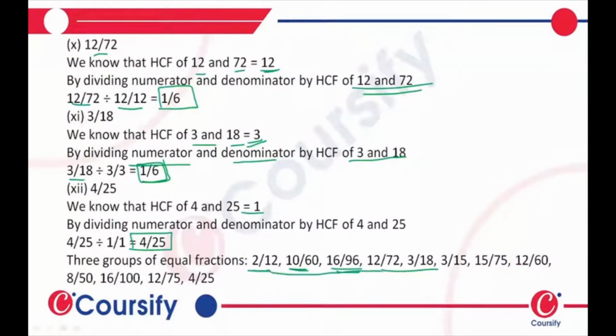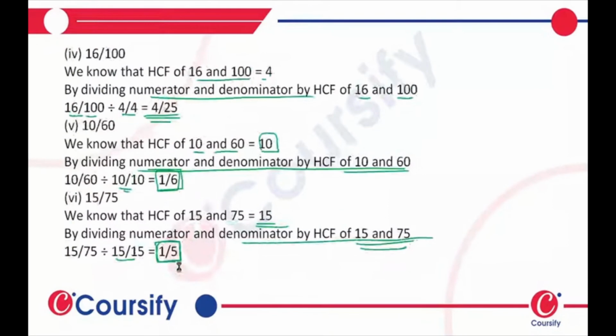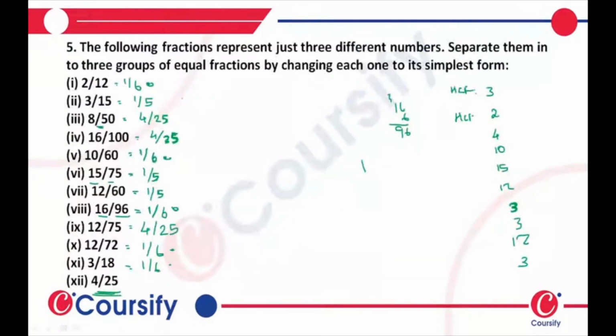So all of these have been grouped together, and then we have the rest of them which have been grouped together similar to the one that we grouped as 1 by 6. We have 1 by 5 over here, so all the 1 by 5s go together, all the 1 by 6s are grouped together, and all the 4 by 25s are also grouped together, and thereby we have solved this question. Okay, now moving on to the next question.